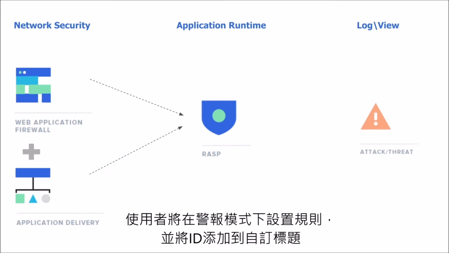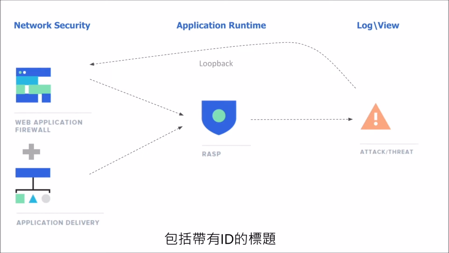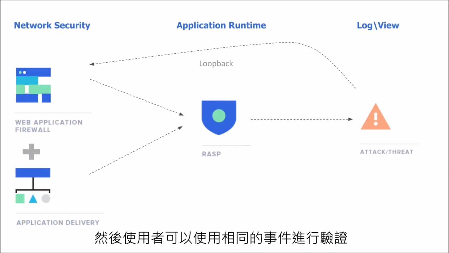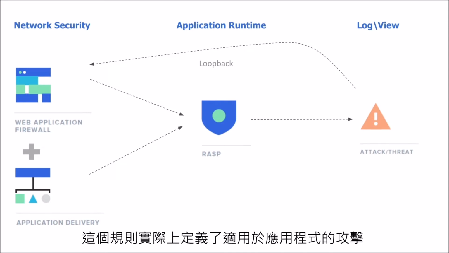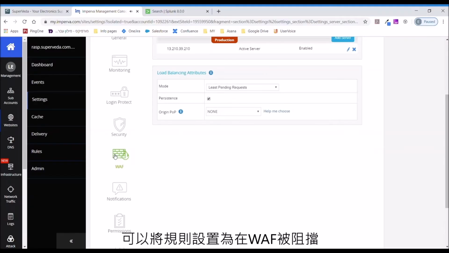The user will set a rule in alert mode and add an ID to a custom header. RASP is also set to send events to a SIM, including the header with the ID. The user can then use the SIM events to verify that the rule actually defines an attack that is applicable to the application, as it was detected by RASP, and therefore can set the rule to block in the WAF.